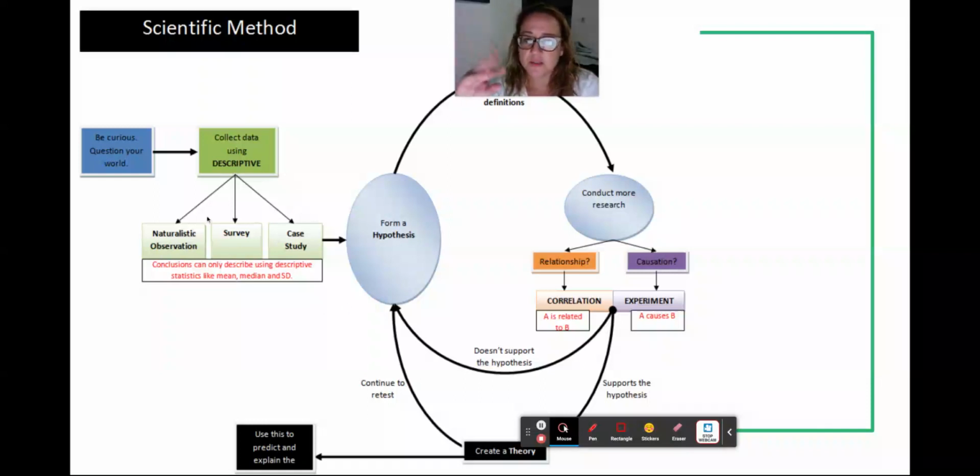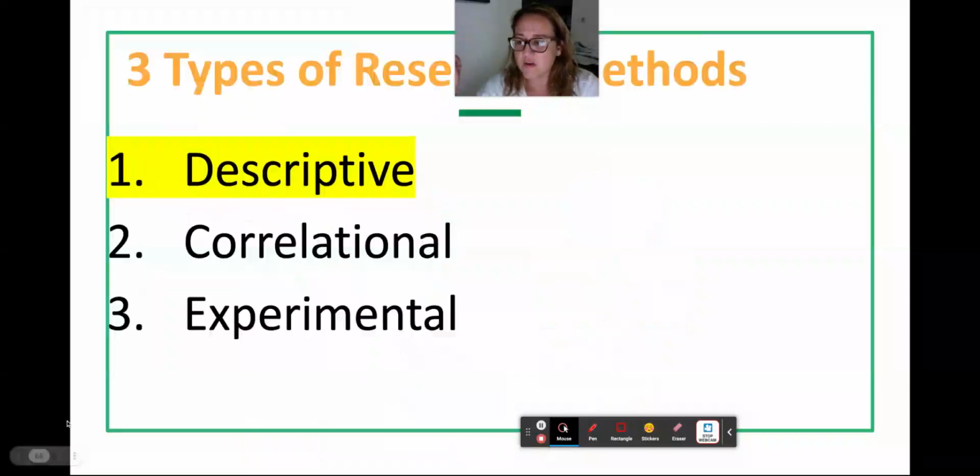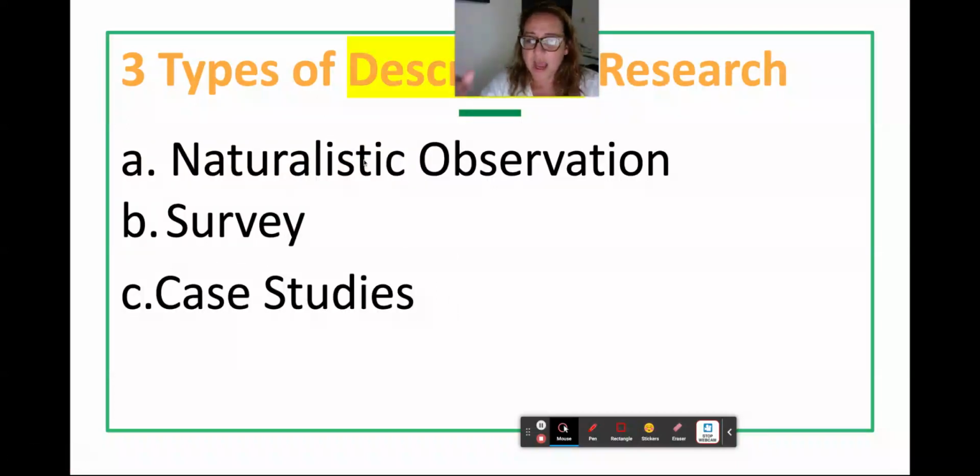This is where descriptive research starts. We're going to start with how they collect data, how they collect information, and there are different ways of collecting data. So you're going to want to write a little subtopic, ways of collecting data, under descriptive. The first one is going to be naturalistic observation. These are the three they use, but you're just going to write naturalistic observation.